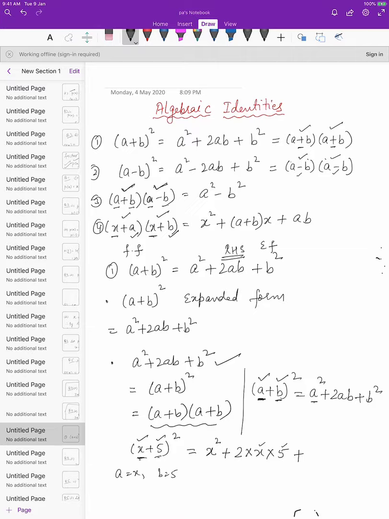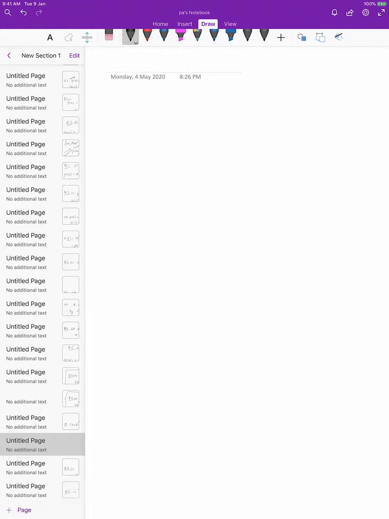So what is b square? The second term square. So if I simplify this, I'll get x square plus 2 into 5 gives me 10x plus 5 square, which is 5 into 5, and that is 25. So what do we get here? That x plus 5 whole square, the expanded form will be x square plus 10x plus 25.